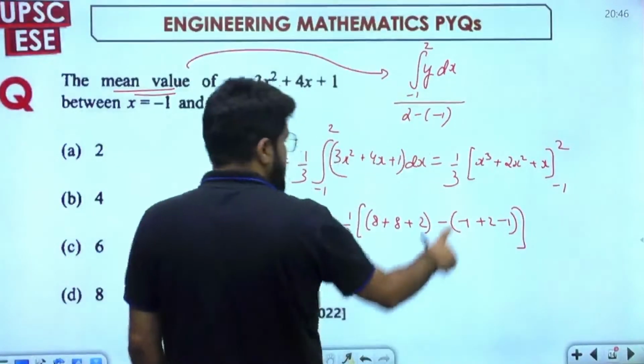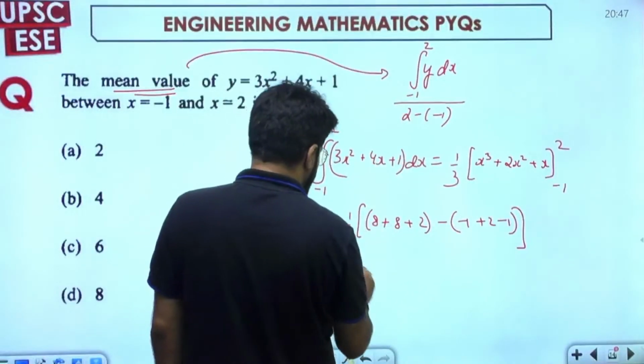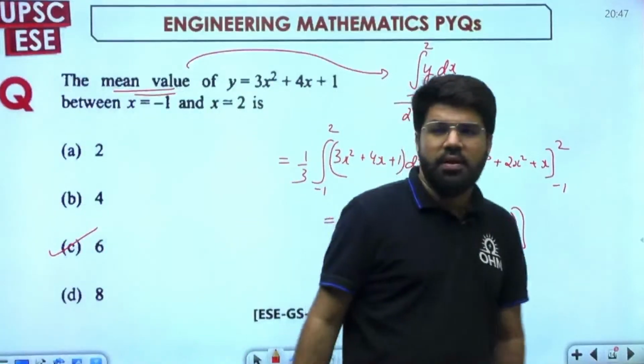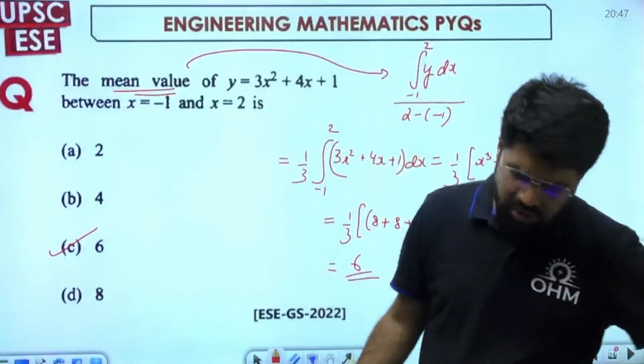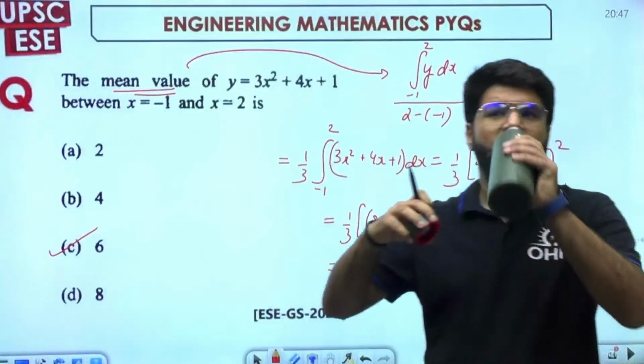Correct. So this part is 0 only. So 8, 8, 16 plus 2, 18, 18 by 3. The answer has to be 6. Option C. Option number C. A direct question. It's also an integration direct question: the mean value of the given function between -1 and 2.